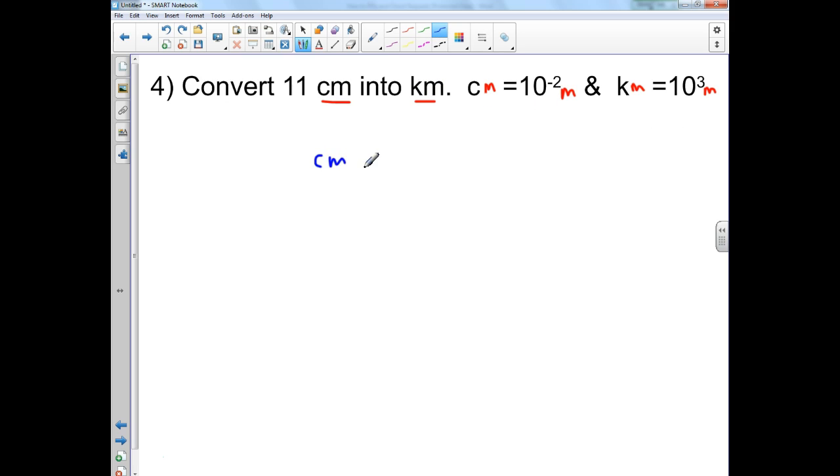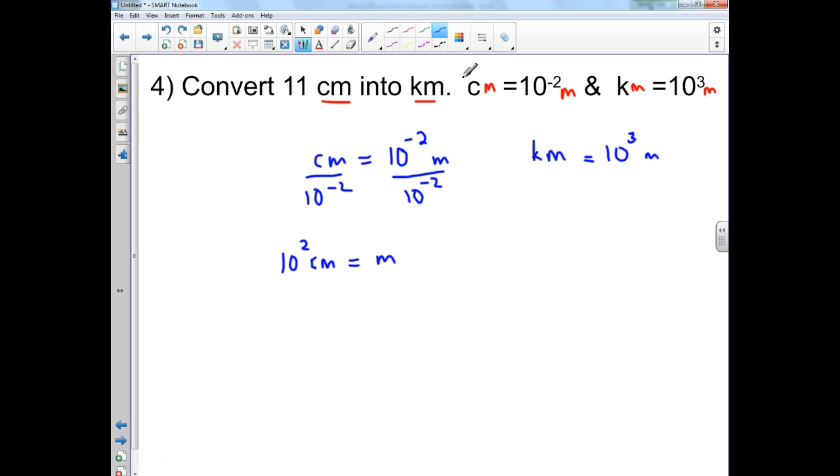So what's the one equation? Well, 1 centimeter is 10 to the minus 2 meters. Now, 1 kilometer is 10 to the 3 meters. Like that. Well, I could divide both sides by 10 to the 2 in this first equation. So now I bring that 10 to the minus 2 up as positive, and I get this. I'm sorry, the 10 to the minus 2 cancels, leaving me just with meters.